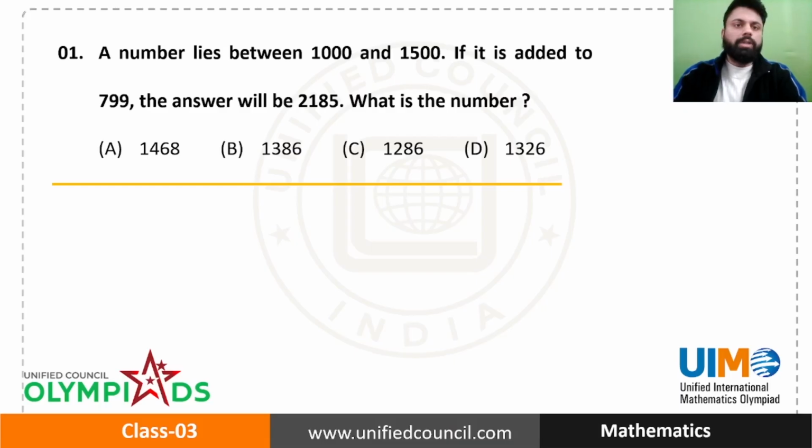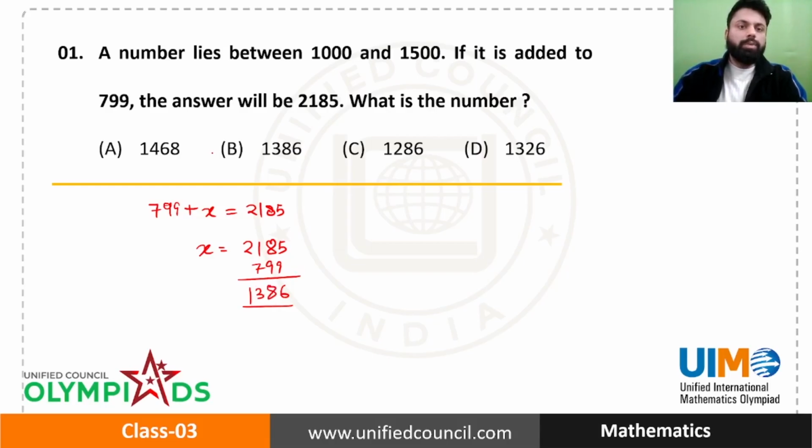Here is the first question. A number lies between 1000 and 1500. If it is added to 799, the answer will become 2185. What is the number? So the number is equal to 2185 minus 799. 15 minus 9 is 6. 17 minus 9 is 8. 20 minus 7 is 13. So 1376. So B option is the correct answer.